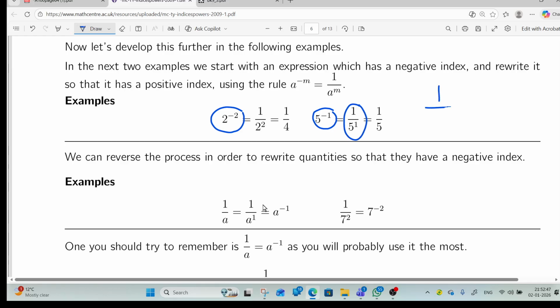But suppose 1 over 2 to the power 3, this can be written as 2 to the power negative 3. And 1 over 7 to the power 2 can be written as 7 to the power negative 2, right? Clear? Okay.